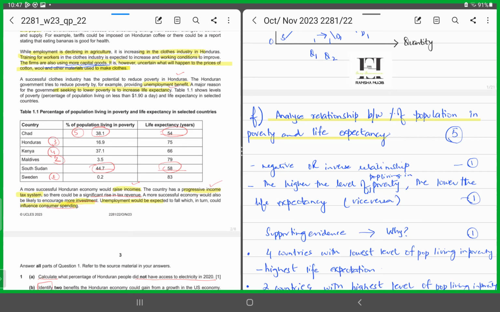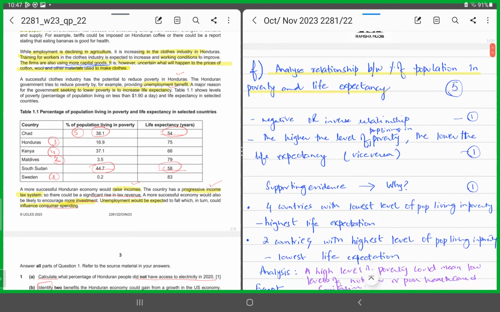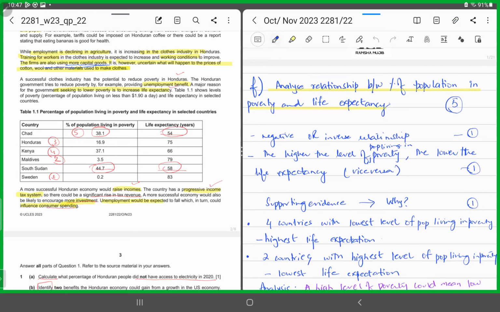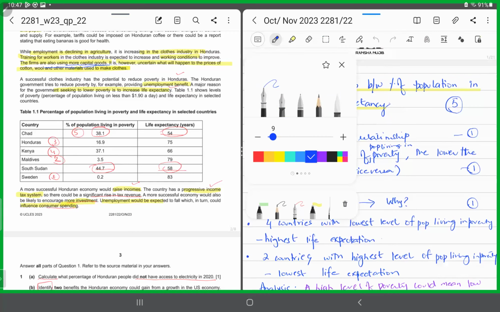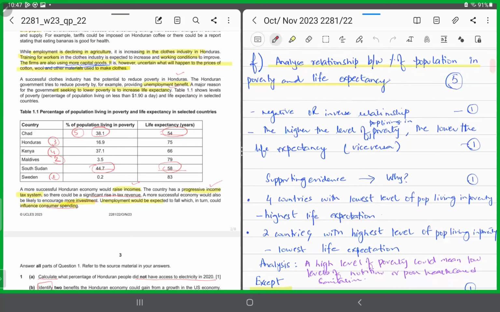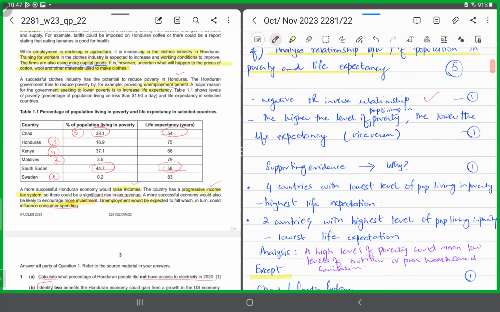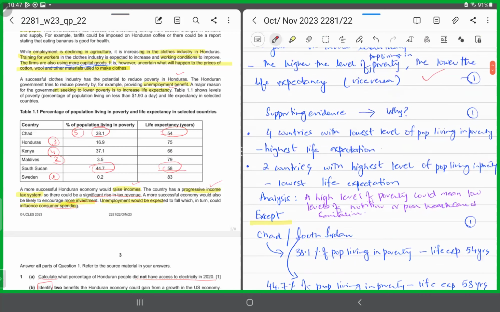See? So once you mention both of these 2 points, 2 marks straightforward have been awarded to you by the examiner, right? Now, you give your evidence. You're stating this, but then you need to produce evidence. Why are you saying this? First, we said, yes, a negative or inverse relationship is present. Then we went on to say that, yes, we are saying this because a higher level of population living in poverty means the life expectancy will be lower. Now you give this supporting evidence. Why are you saying this?